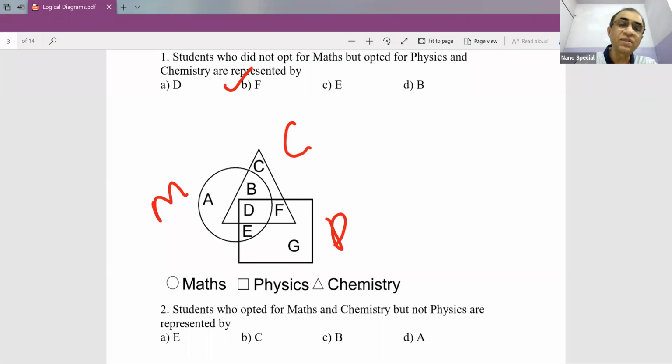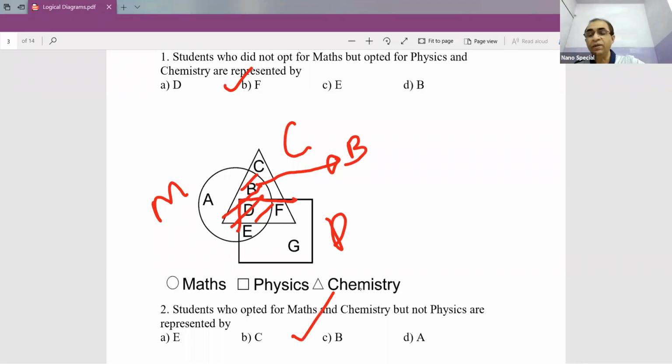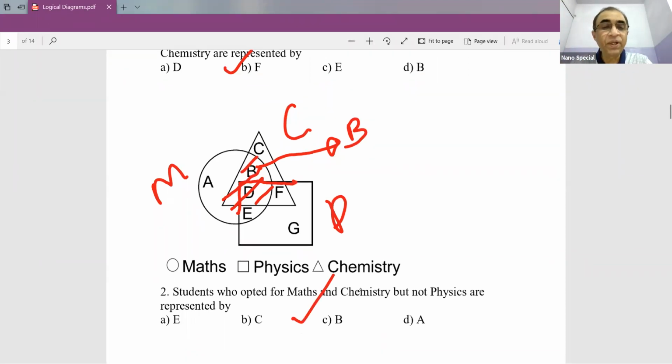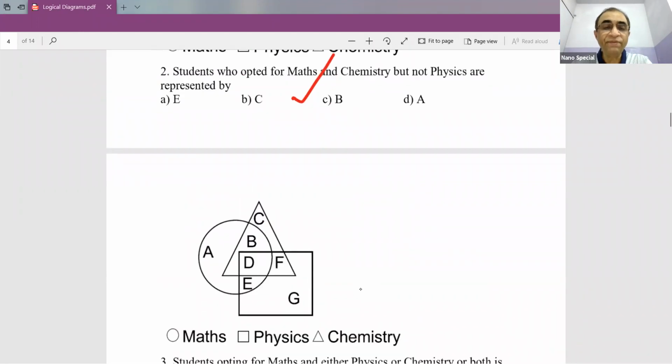So if you see, people who have opted for maths and chemistry. Maths and chemistry is this part. This entire part, maths and chemistry. However, the other constraint is they should not opt for physics. They should not opt for physics means they should be outside this square. Outside the square means D cannot be part of it. It can only be B, and therefore answer is this. All right, very simple, very simple. Okay, but we should do them fast.